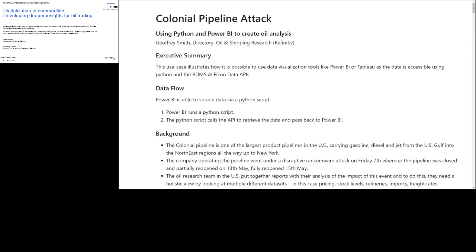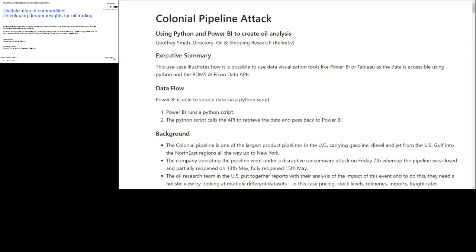I think the aim of what I'm showing you here is to show that because we can get the data, or Refinitiv data, into Python via the RDMS or the Icon data APIs, we can then use other tools. In particular, we can use data visualization tools like Power BI or Tableau, and in this case, we're using Power BI.